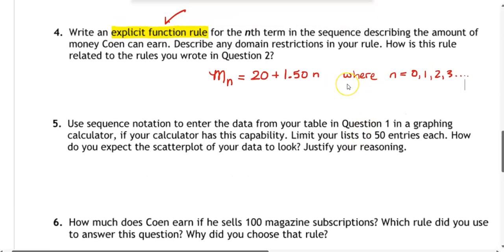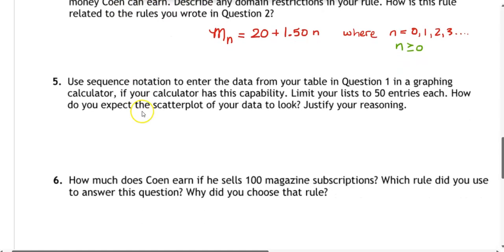So this right here is the explicit function rule that you guys are totally used to seeing. You just might not necessarily have done this. And I will say you can write it as n is equal to 0, 1, 2, 3, dot, dot, dot, or you could also just say n is greater than or equal to 0. Either of those work.